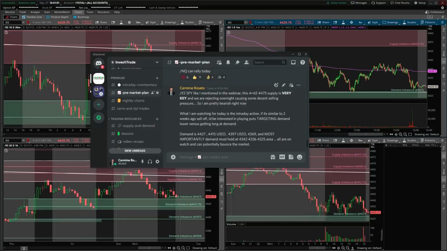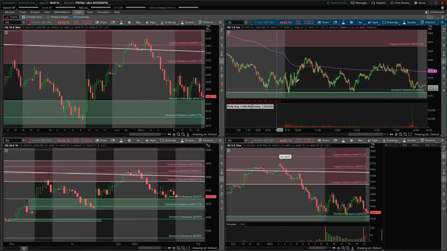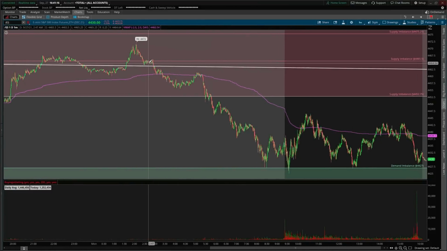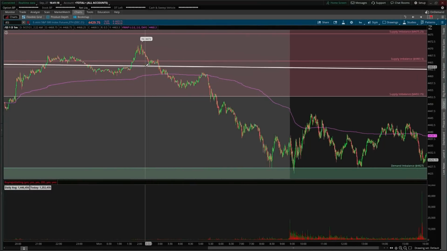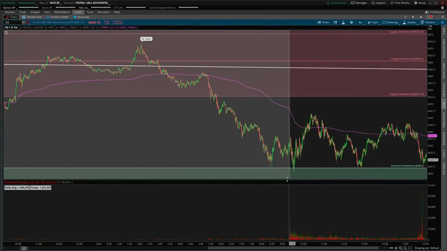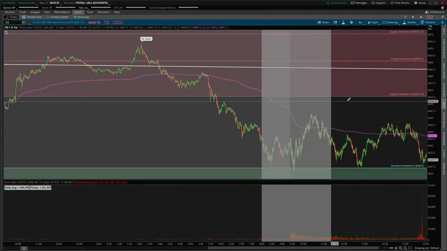So we were rejecting off of this key 4465-75 supply zone. I went over this in the webinar, and it is causing very decent selling pressure. So I said I'm feeling pretty bearish right now. This supply zone, let me just make this a little bigger, especially with a downtrend line, was extremely key. And at this point, sellers had control. And I wish this move happened when the market was open, because this was the sell-off that I played on QQQ today, happened overnight. Instead, on ES, we opened right at demand.